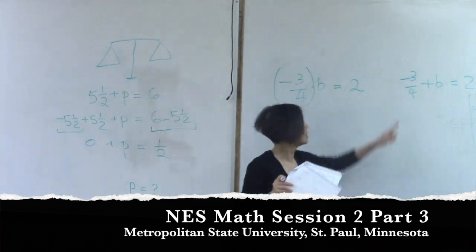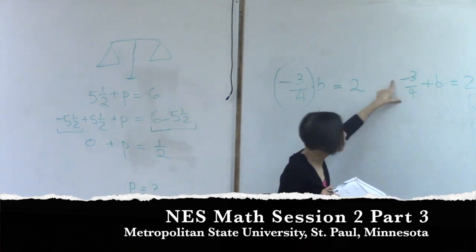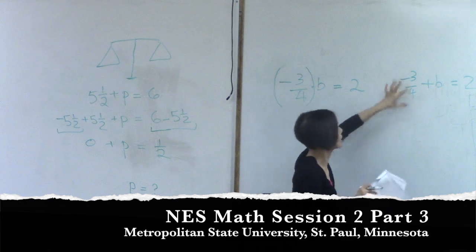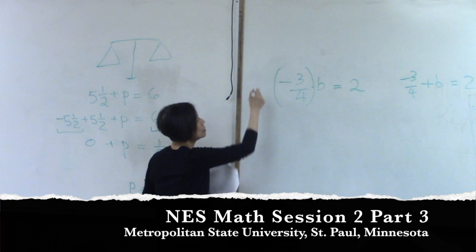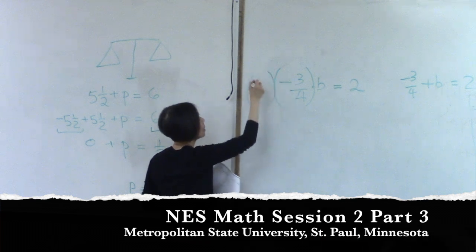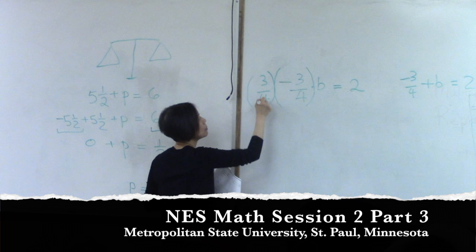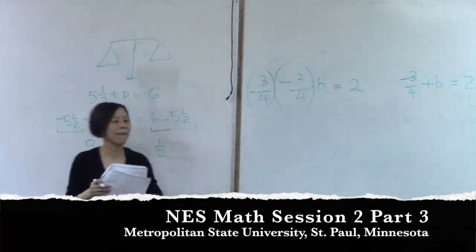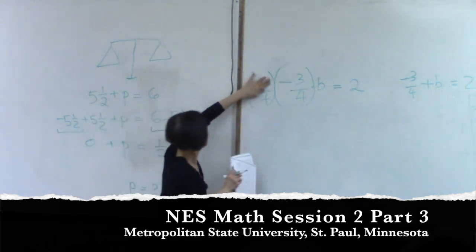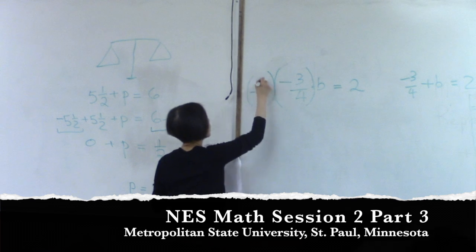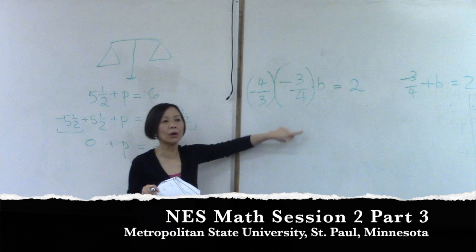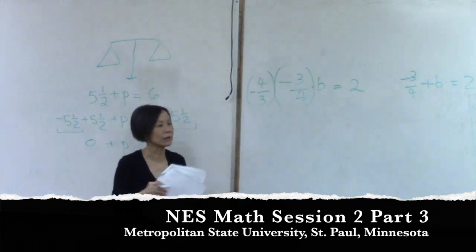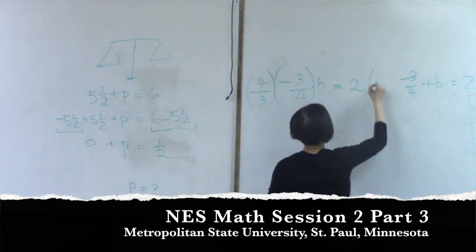But that's a plus. Then you want to subtract this or add this, because then you get rid of it. This is a multiply. So what do I have to do? I have to flip it. Oh, no, the other way, sorry. 4 over 3. See that? Because 3 and 3 will go away, 4 and 4 will go away. And then I have to multiply on both sides.